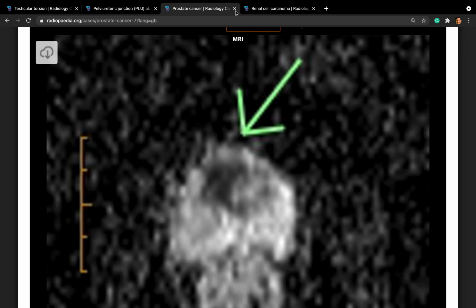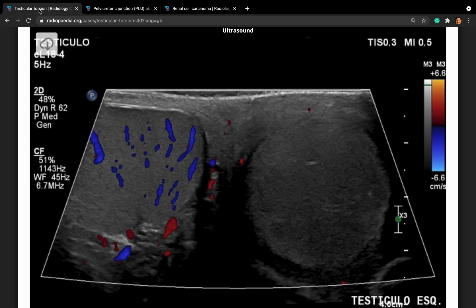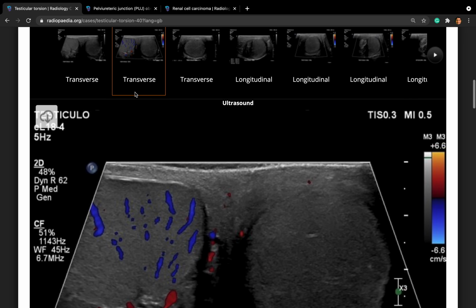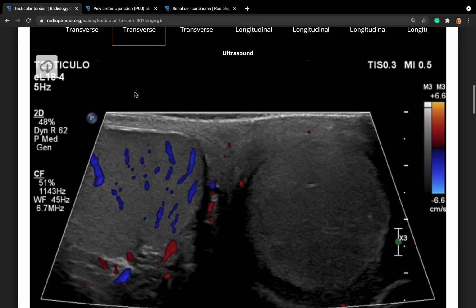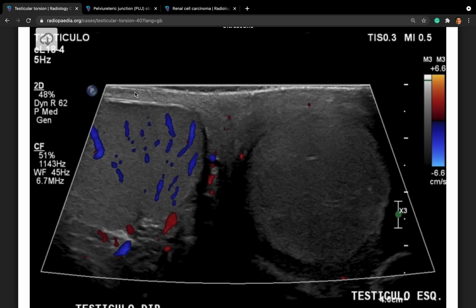I would take a focused history first, wherein I'll ask for the duration of pain. I'll look for any association of fever or any suprapubic or flank pain. I'll also look for other systemic symptoms, including vomiting.